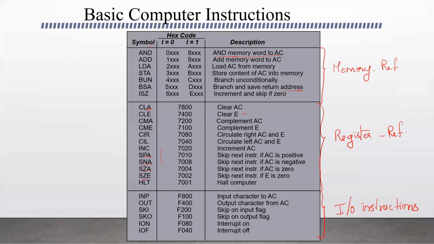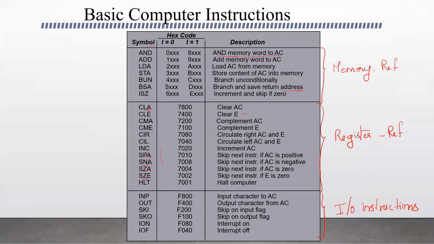And SKI, skip on input flag, is to skip the instruction on input flag. The input flag is 1 when there is input to be read, and the output flag will be raised, or active. It's a single bit register. When it is active, it means there is output to be written. So skip on input flag and skip on output flag, SKI and SKO.